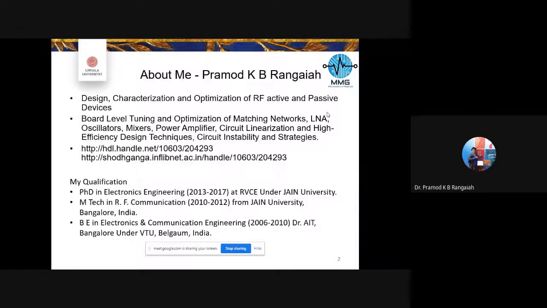I started my career writing models for some of the EDA tools, and later I shifted towards designing microwave elements, like design, characterization and optimization of RF devices, both active and passive. I'm good at board level tuning and optimization of matching circuits, and devices like low noise amplifiers, oscillators, mixers, power amplifiers, circuit linearization, and making circuits stable. Regarding my qualification, I got a PhD degree in electronics engineering from Jain University in 2017, and I did my master's in RF communication and also my bachelor's degree.